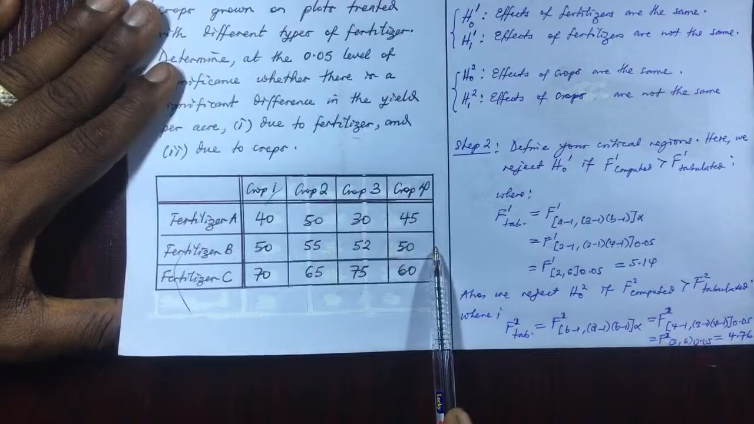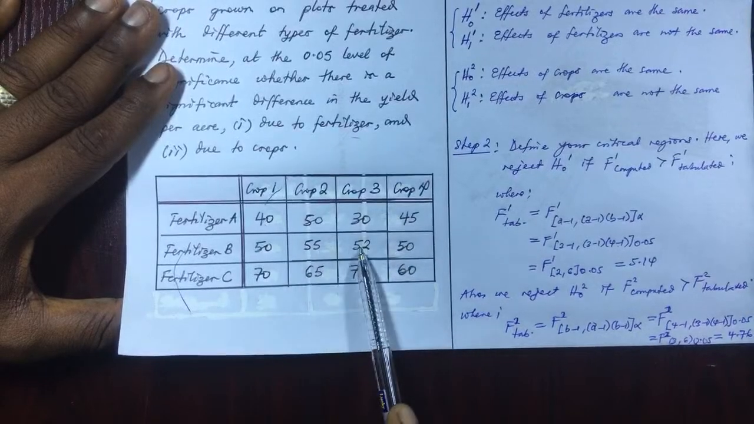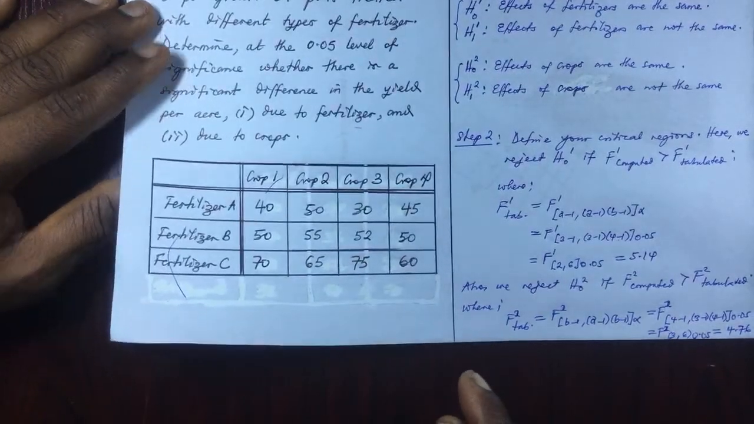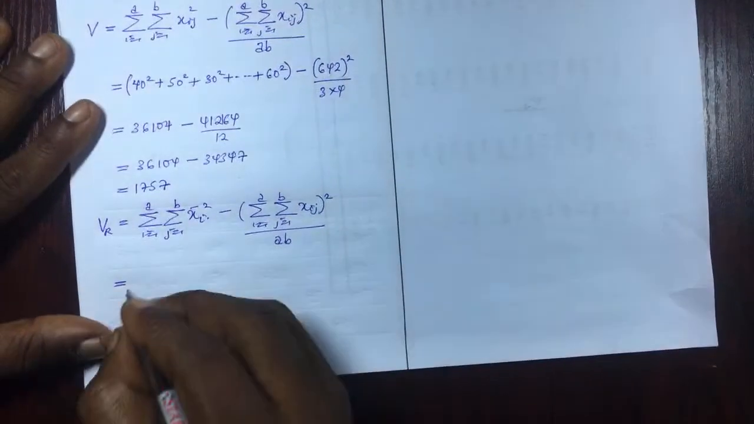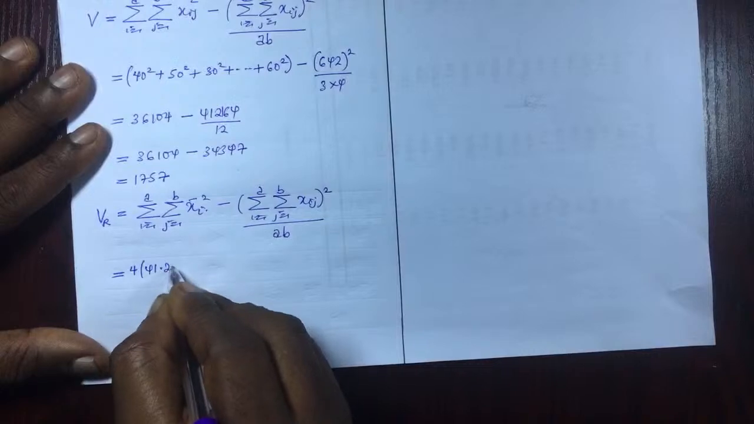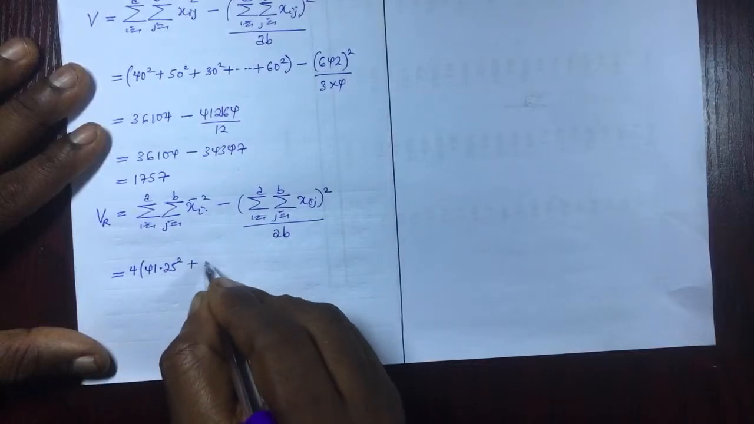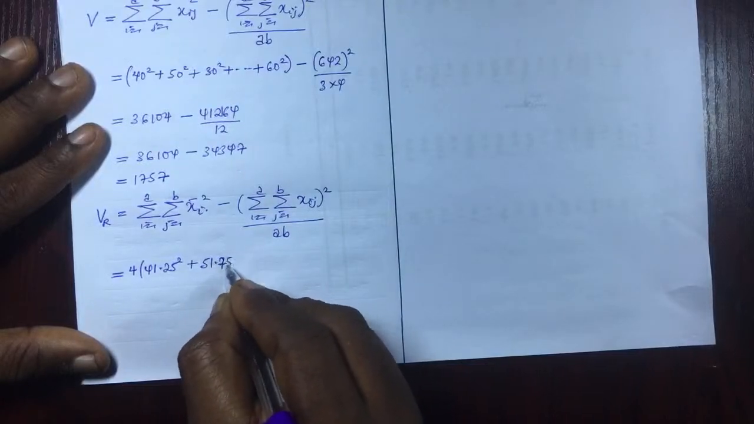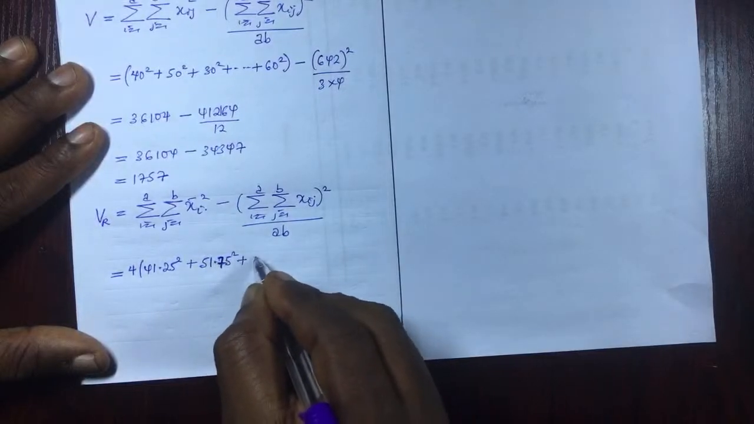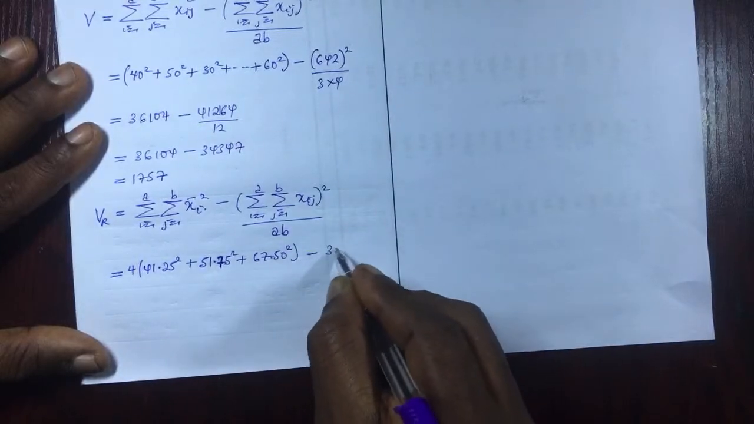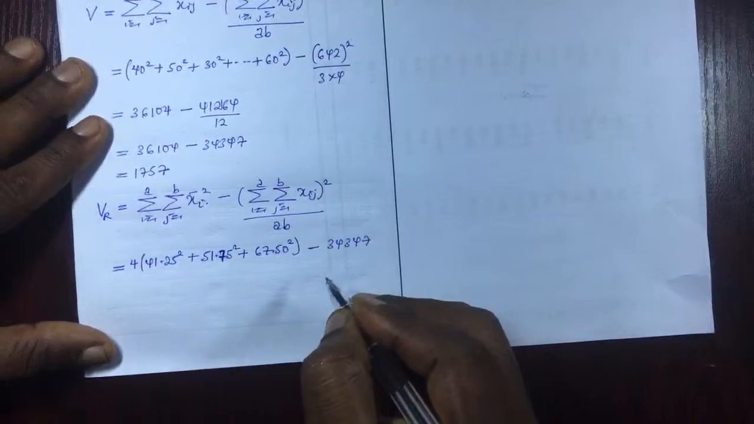I'm going to do the same to get the mean of this treatment for B. This plus this plus this plus this divided by 4. Now, in each treatment, I have 4 levels. So since there are 4 levels for all of them, I'm going to write out 4 times the square of each mean. For the first treatment, I have 41.25. I'm going to square that value. For the second treatment, I have 51.275. I'm going to square that value, okay? Plus, for the final treatment, I have 67.50. I'm going to square that value and subtract my correction factor 34347 from the result I get.